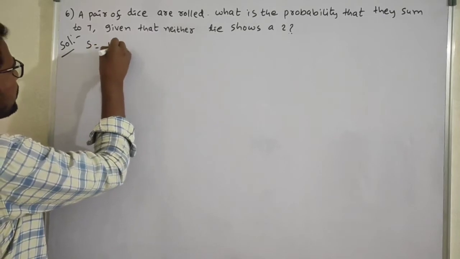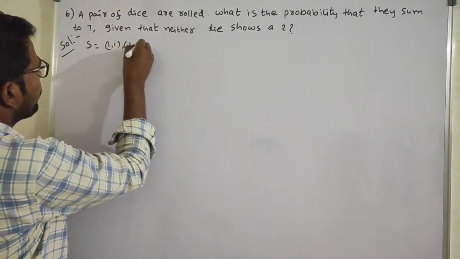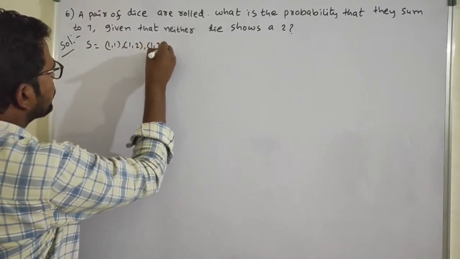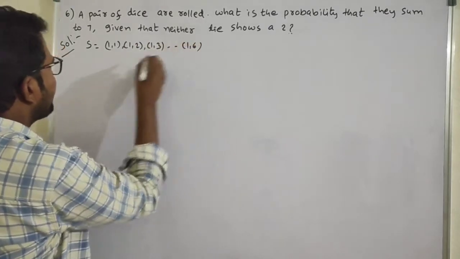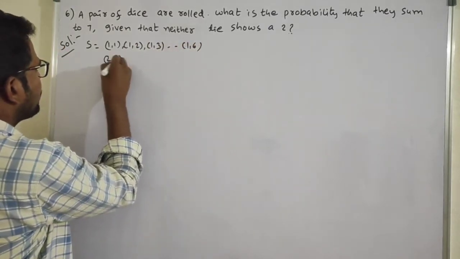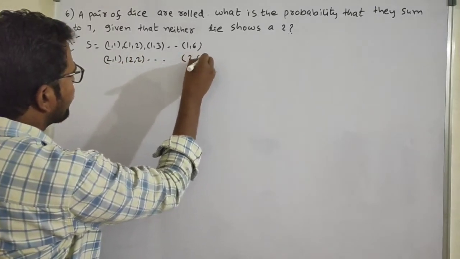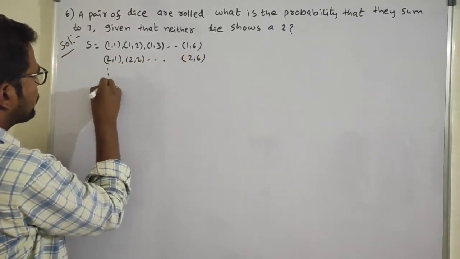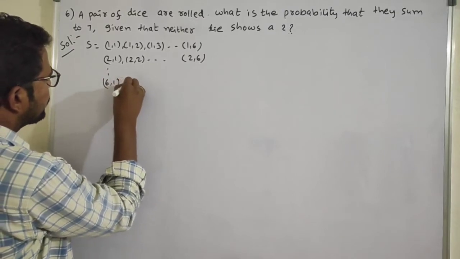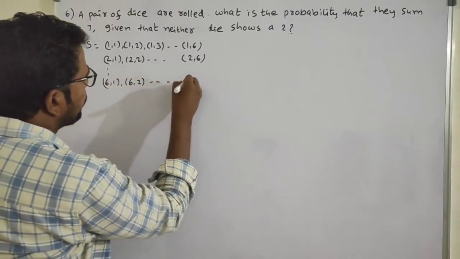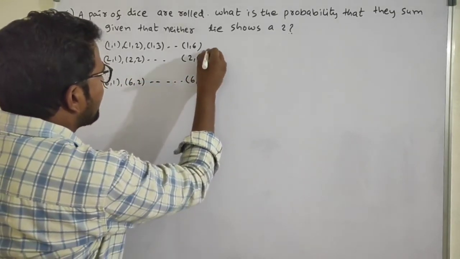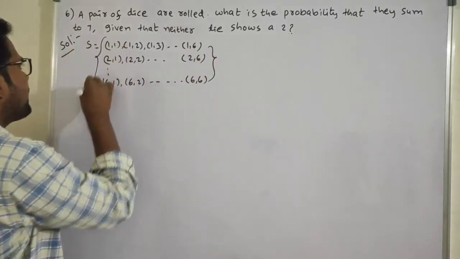(1,1), (1,2), (1,3) and so on up to (1,6), and (2,1), (2,2) and so on up to (2,6), and so on (6,1), (6,2) and so on up to (6,6). This is the sample space when we roll a pair of dice.